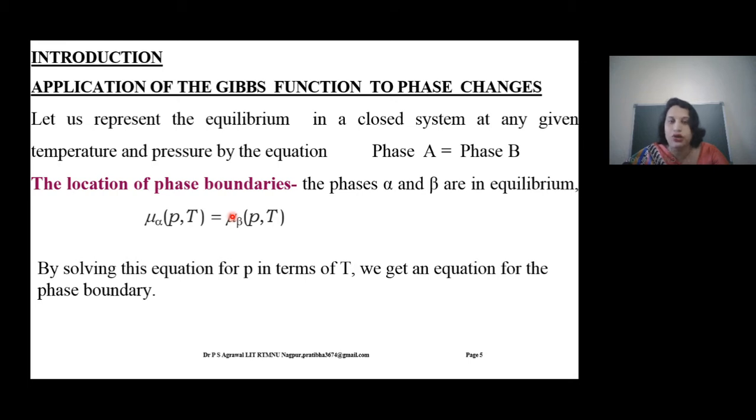So what is the location of the phase boundaries? The pressure and temperature at which two phases can coexist, by making use of the fact that when the two phases are in equilibrium, the chemical potential of the two phases must be equal. That is, mu alpha is equal to mu beta. So we get this equation for the phase boundary.